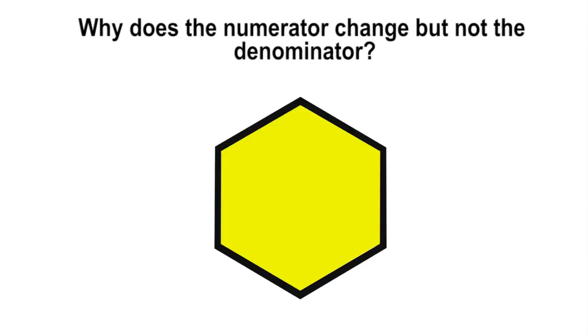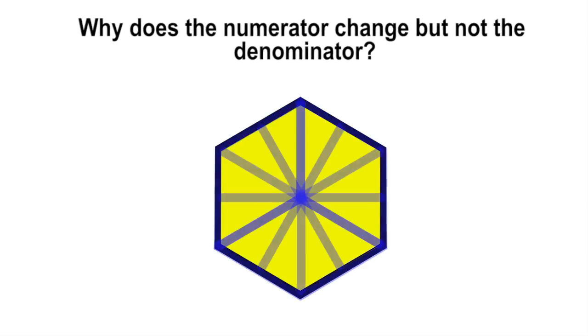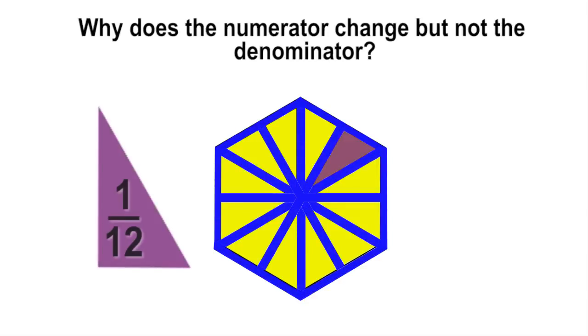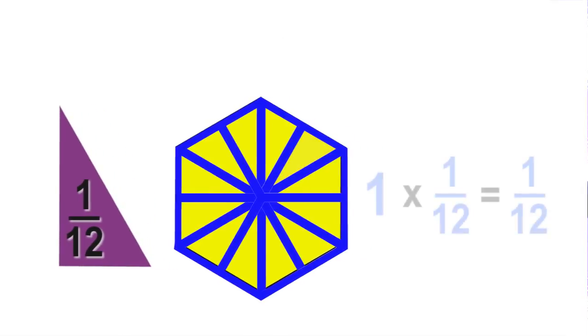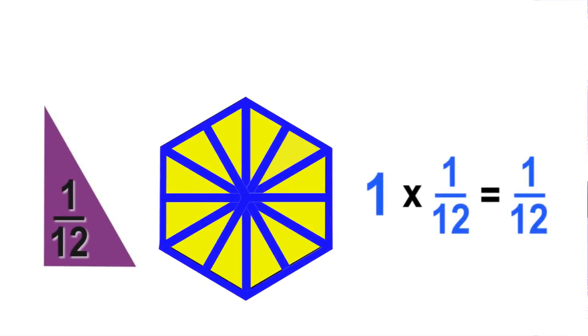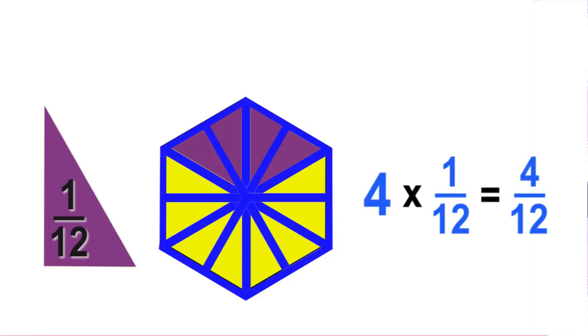If we use the yellow hexagon as the whole, which piece would show 12ths? The purple right triangle is 1/12 of the yellow hexagon. Let's model the first 5 multiples of the fraction 1/12. 1 times 1/12 equals 1/12. 2 times 1/12 is 2/12. 3 times 1/12 equals 3/12. 4 times 1/12 equals 4/12. And 5 times 1/12 equals 5/12.